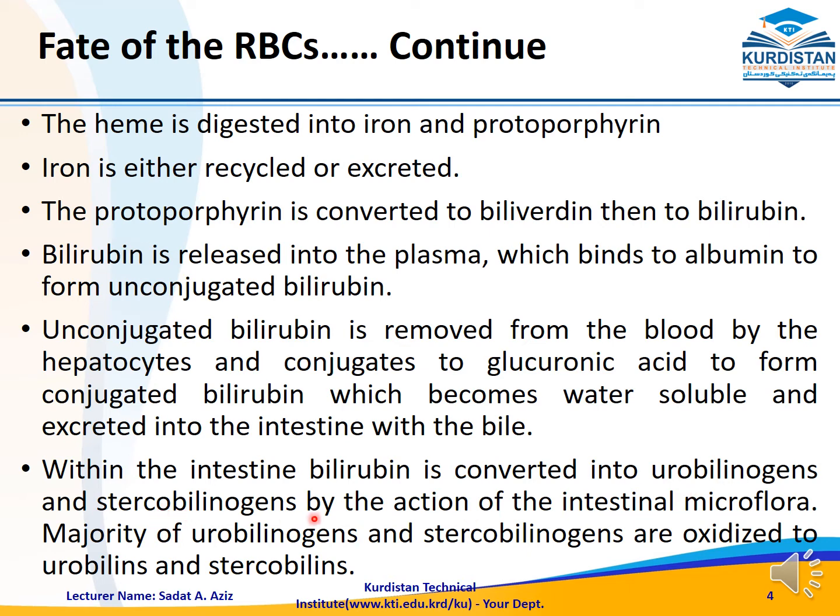In the intestine, bilirubin is again converted to urobilinogen and stercobilinogen by the intestinal microflora, then eliminated through the feces, and a small portion might be reabsorbed through the enterohepatic circulation, which is a specific circulation between the liver and intestine, and excreted through the kidney as urobilin.